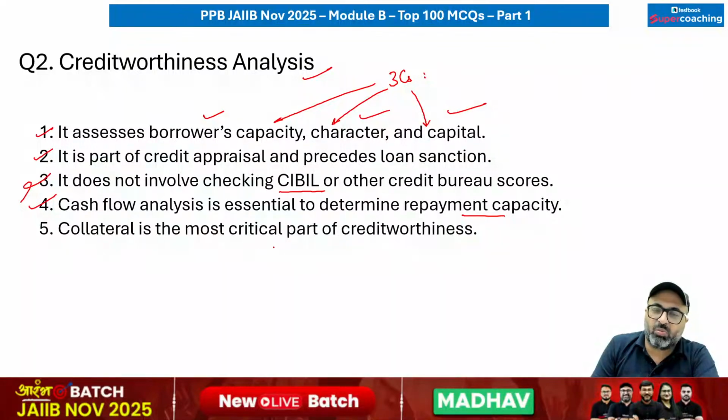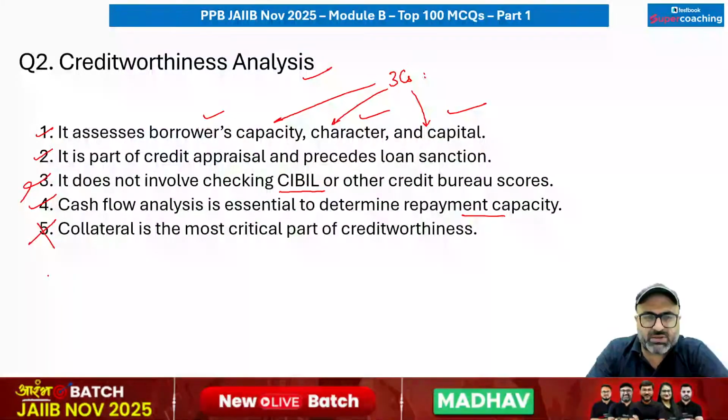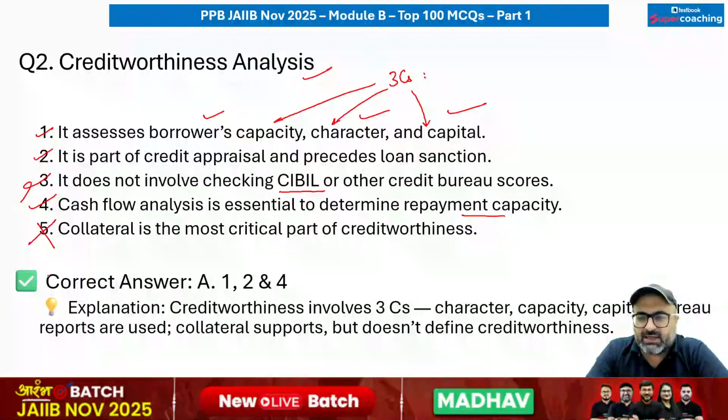कोलैटरल इज द मोस्ट क्रिटिकल पार्ट ऑफ क्रेडिट वर्दीनेस. कोलैटरल आपके क्रेडिट वर्दीनेस का इंपॉर्टेंट पार्ट नहीं है. कोलैटरल इज समथिंग कि आप एक सिक्योरिटी दे रहे हैं बिफोर बोरोइंग अ लोन, बट उससे आपकी क्रेडिट वर्दीनेस बढ़ेगी नहीं, वो तो आपके पास्ट क्रेडिट हिस्ट्री पे बढ़ेगी. सो आंसर इज गोइंग टू बी 1, 2, 4 अगेन. दैट इज द करेक्ट आंसर.